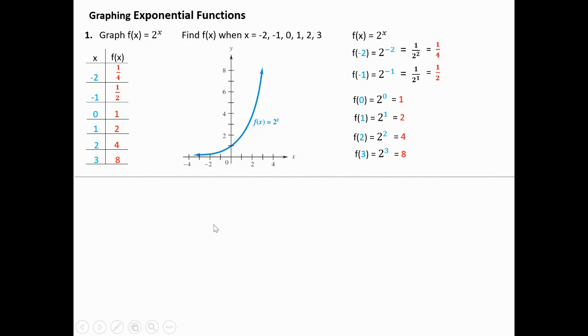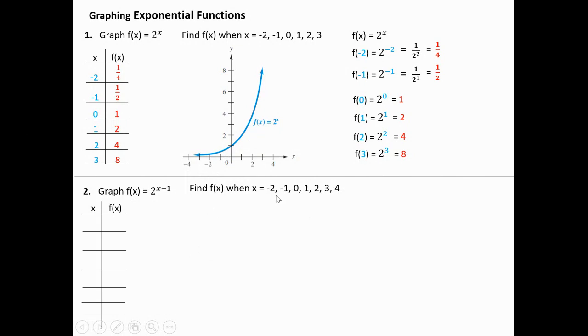Okay, now let's graph another one. This graph here is going to be a horizontal shift to the right. So all these points are going to move one to the right. But how do we graph it? Let's graph it by using the same points. Here's my table, and I'm going to use the same points, -2 all the way, but this time all the way to 4. So again, the same process.